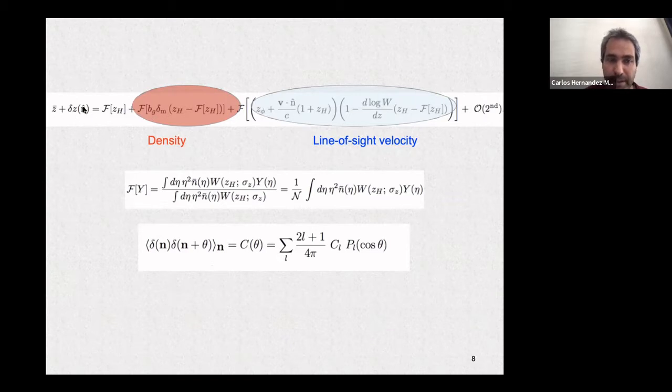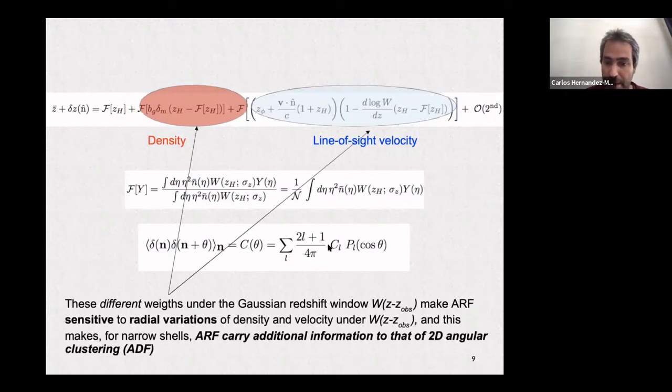Okay. So from these expressions you can compute under linear theory the angular power spectrum. If we have this field, we can decompose it on the sphere and compute the correlation function, which is just the average of the product of this quantity along two directions that differ by an angle theta. From this you can compute the inverse Fourier transform, which is the angular power spectrum. And we have provided expressions for this angular power spectrum.